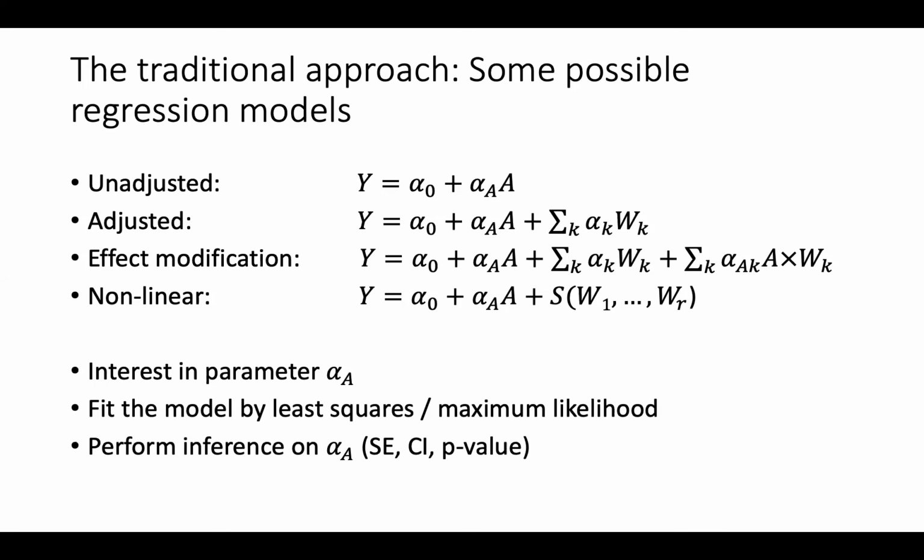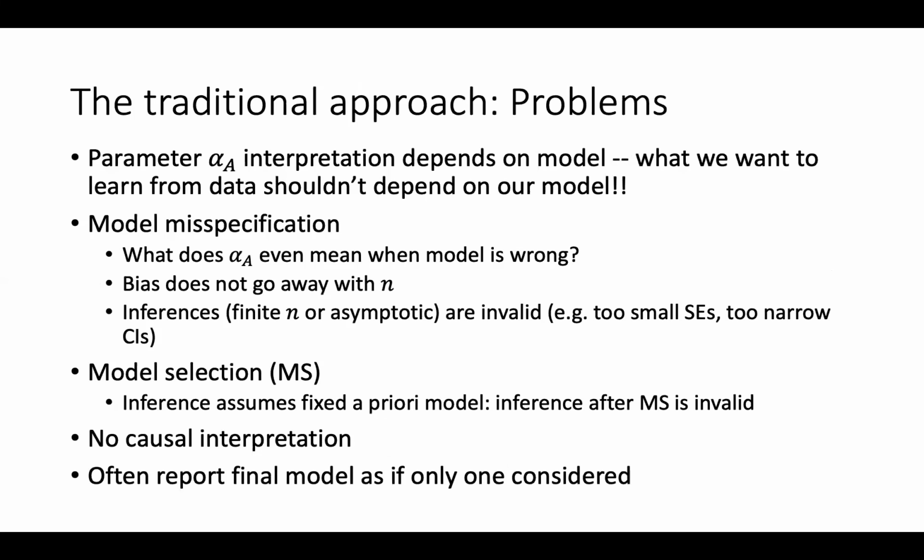So the interpretation would be the average change in the outcome when we change the exposure between the two levels, but while holding all the other covariates fixed. So the interpretation is completely different between those models. Our parameter interpretation changes with the model we fit, and that already seems a little bit unsatisfactory.